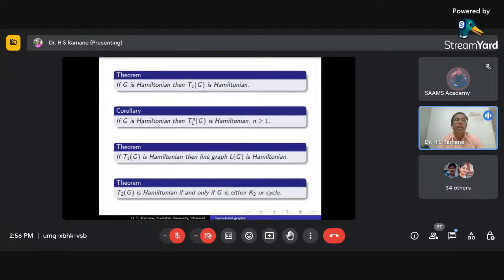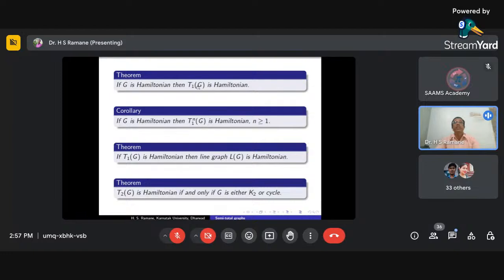Next, if G is Hamiltonian, then T1G is Hamiltonian. If G is Hamiltonian, then T1nG is Hamiltonian. T1n means the iterative semi-total line graph. For example, T1 squared means a semi-total line graph of T1. Then again you have to take a semi-total graph, again you have to take a semi-total graph, like that. So if G is Hamiltonian, then T1nG is Hamiltonian. It follows directly from this first result. See here, G is Hamiltonian, then T1G is Hamiltonian.